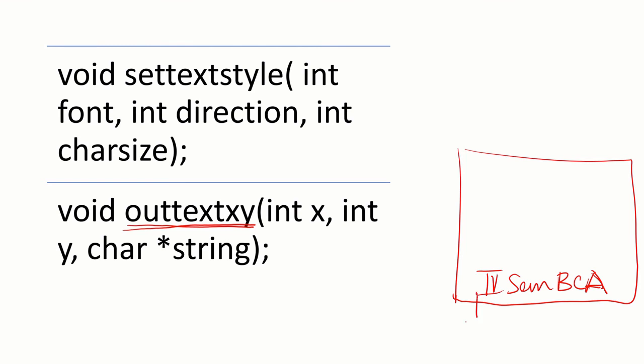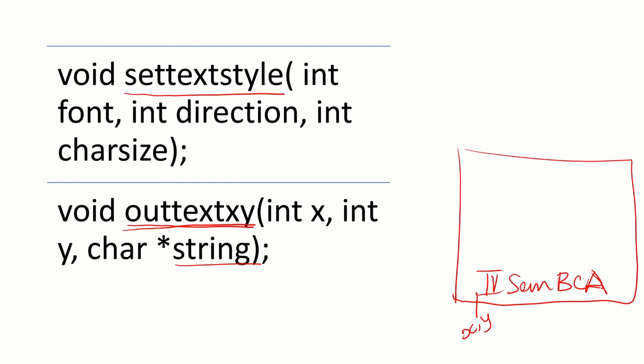In it, x comma y is the starting position of this particular text, and this is the text to be displayed. So out text xy, x comma y comma string to be displayed, you can give as input for out text xy. But what should be the font, how it should appear, what should be the size, all those things can be decided by using set text style. If you don't specify anything with set text style, a default text will appear.